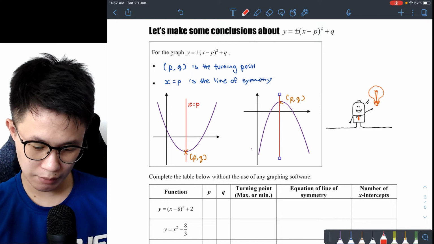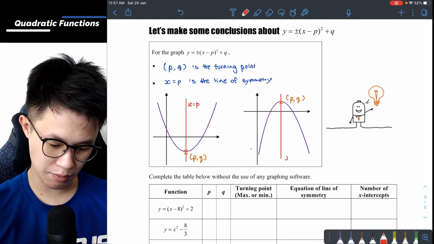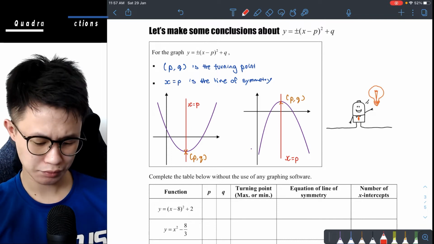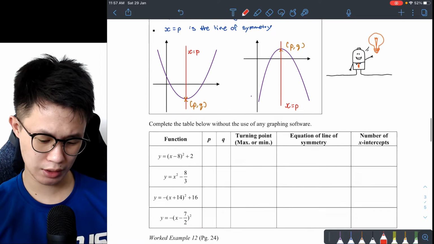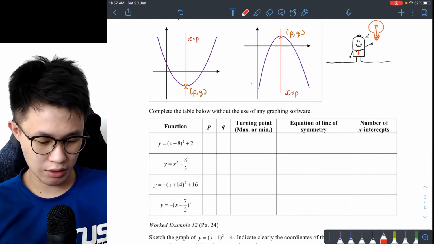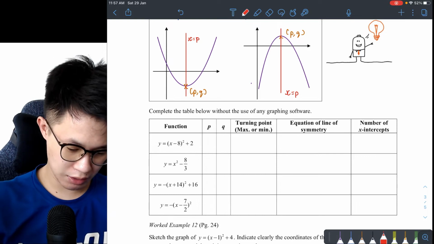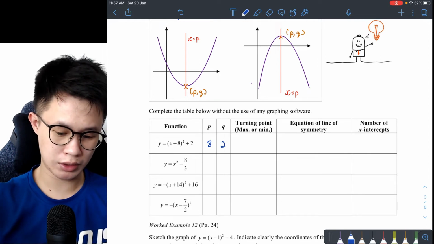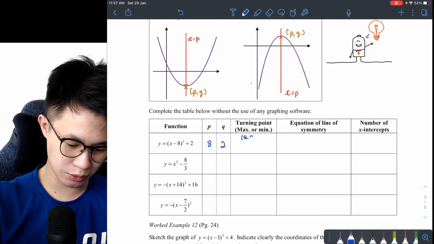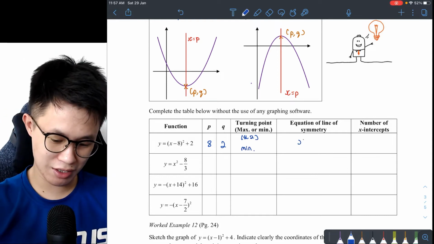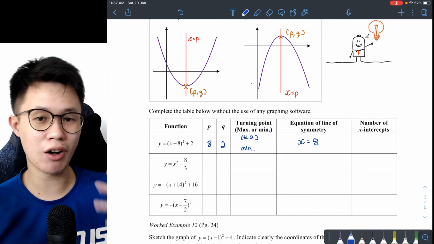Honestly, this is pretty simple as compared to other kinds of graphs. And let's now try to find out what p and q are very easily. In this table, it's pretty simple. p is 8, q is 2, and our turning point will be (8, 2), and this is definitely a minimum point. The equation of the line of symmetry is just x equals 8. We just read off the graph.